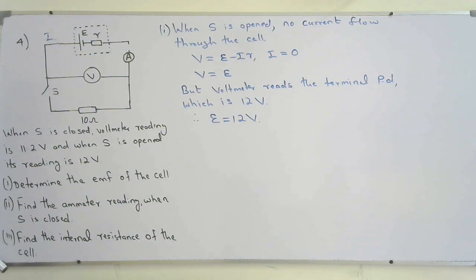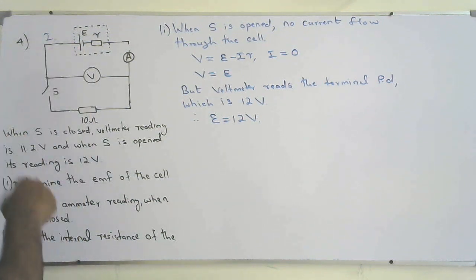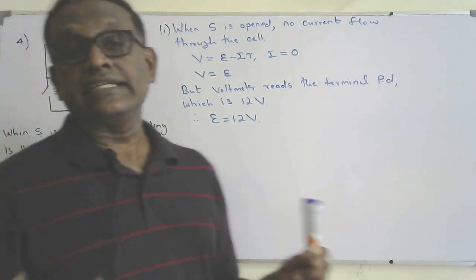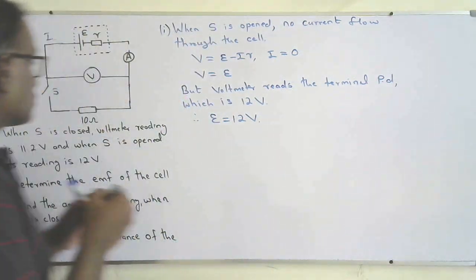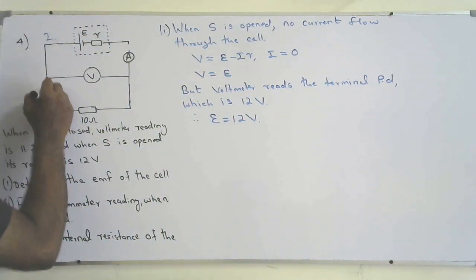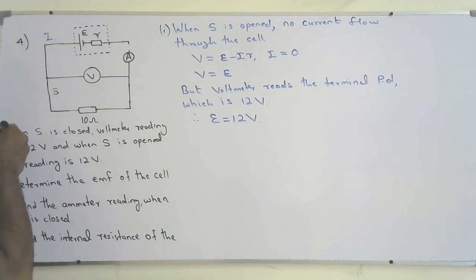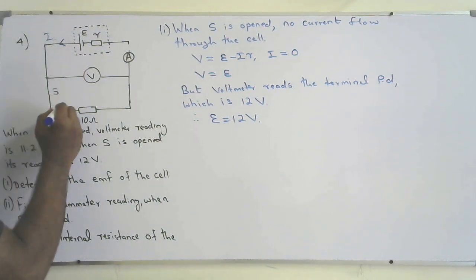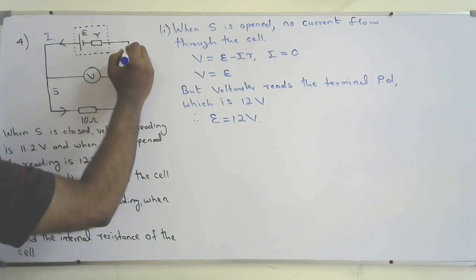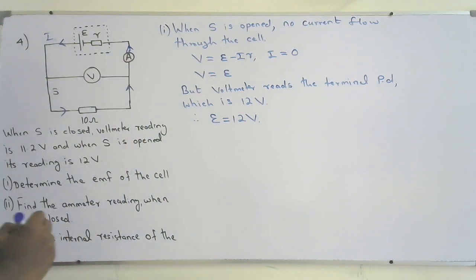Second part answer. Find the ammeter reading when S is closed. When S is closed, we know the terminal potential difference, that is 11.2 volt. That is the voltage across 10 ohms also. When S is closed, the current flowing through the cell will flow through the 10 ohm resistor, and that will be the current flow through the ammeter also.